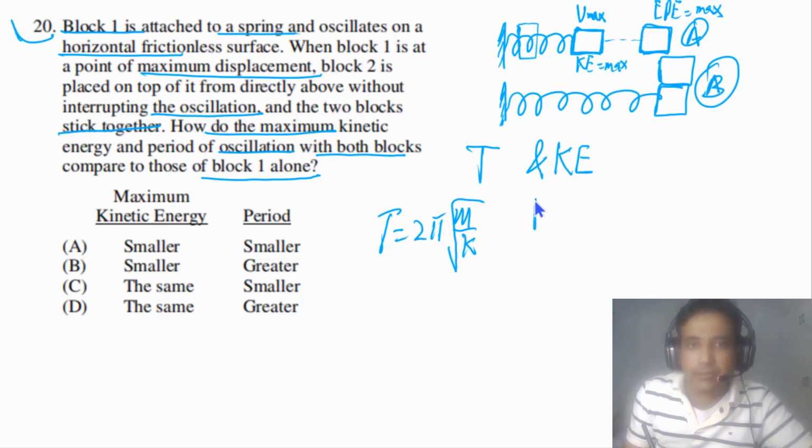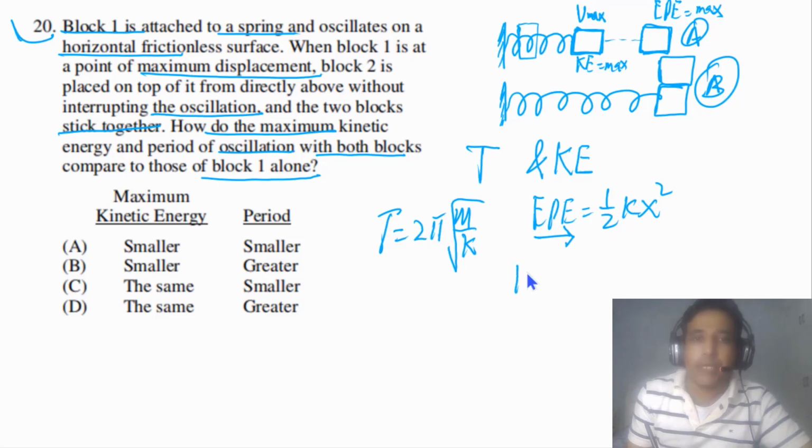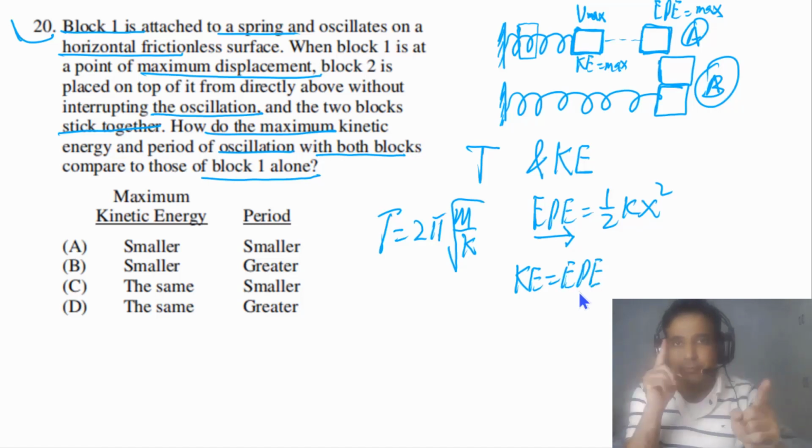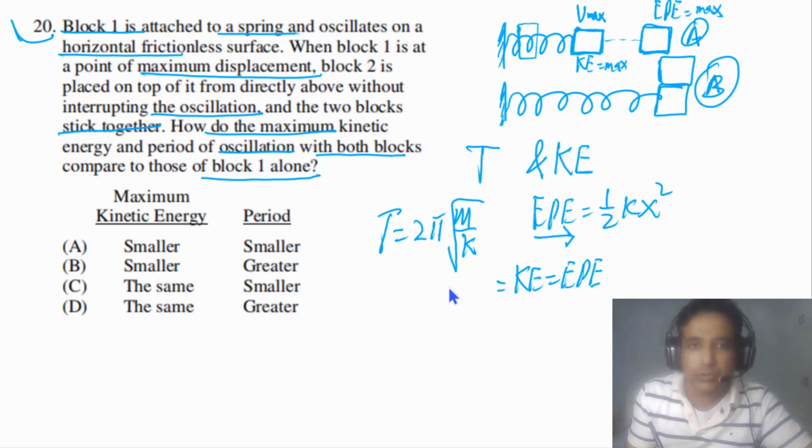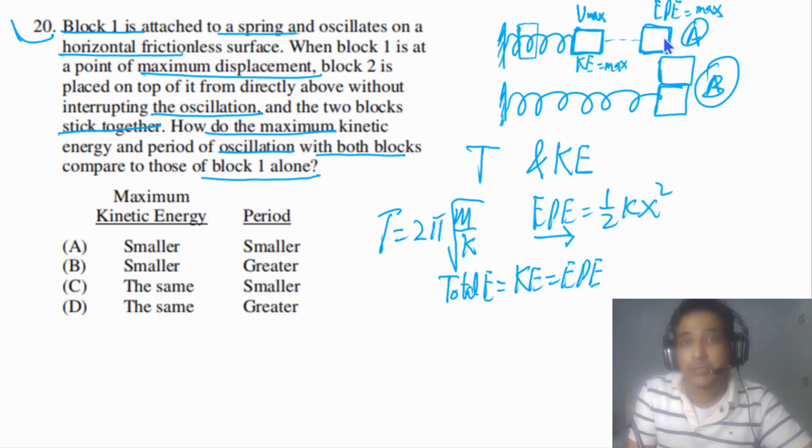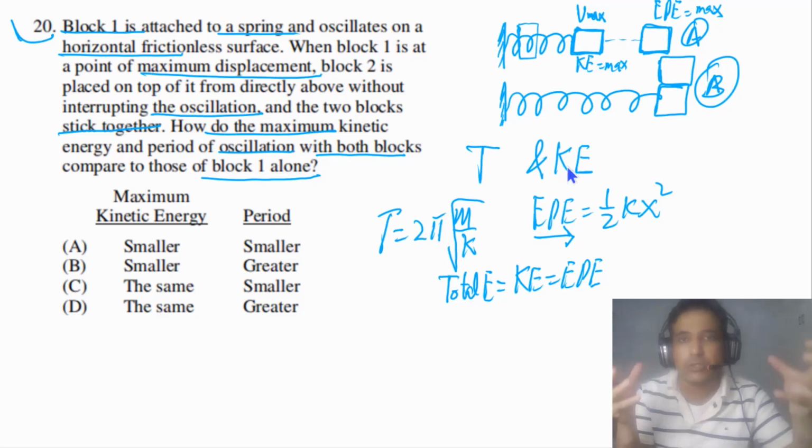If you look at EPE, in this case EPE is equal to 1/2 kx². Here k is not changing, x is not changing, which means EPE remains constant, and KE is equal to EPE. They just change positions, but total energy is equal to kinetic energy at equilibrium, and total energy is equal to EPE at the extreme position, meaning at maximum displacement. So the energy just changes form.